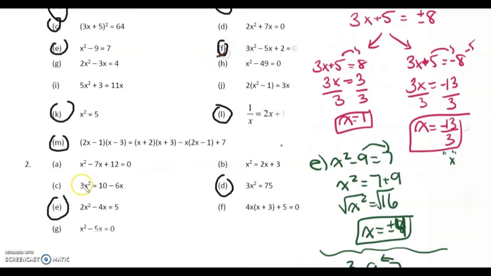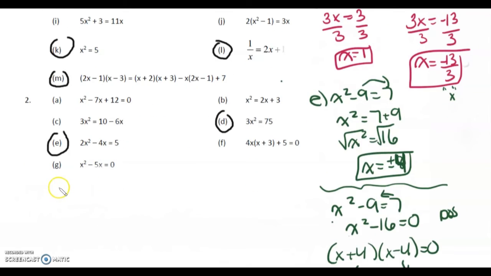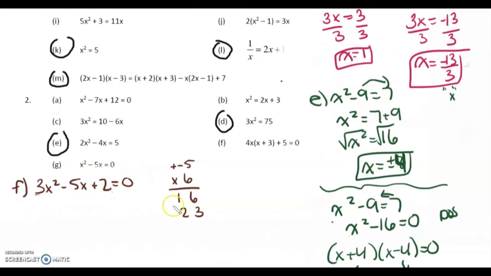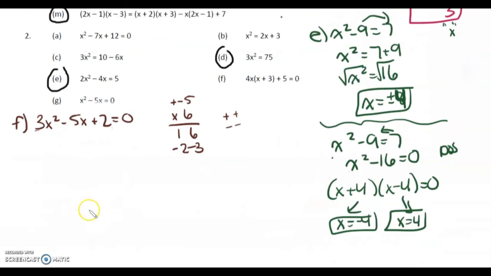Okay, f 3x squared minus 5x plus 2. Okay, so the question is, what two numbers multiply to 6 and add to negative 5? Okay, so I get 1 and 6, 2 and 3. If they have to multiply to a positive number, they both have to be positive or negative. So I get negative 2, negative 3. So we can go ahead and use decomposition for f. So we're going to break down this middle number into minus 2x, minus 3x.